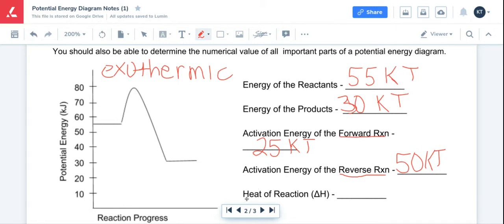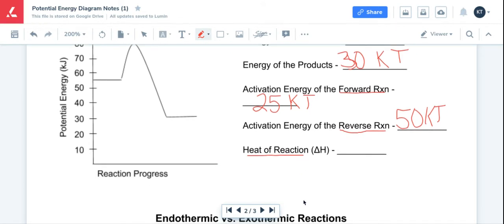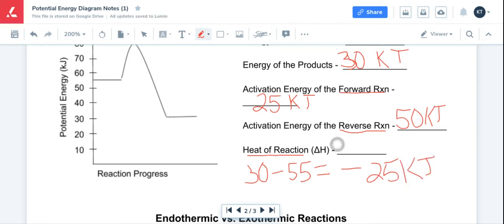And then finally, the heat of reaction. The heat of reaction always includes a sign to indicate whether it's endo or exothermic. And remember, we are going to do potential energy of the products minus potential energy of the reactants. So the potential energy of the products is 30. The potential energy of the reactants is 55, which gives us a value of negative 25 kilojoules. And so in order to be correct here, you need to include that sign. So our final answer is going to be negative 25 kilojoules.